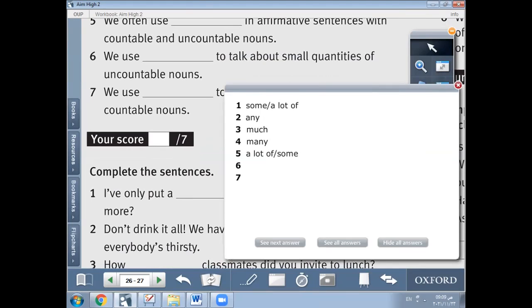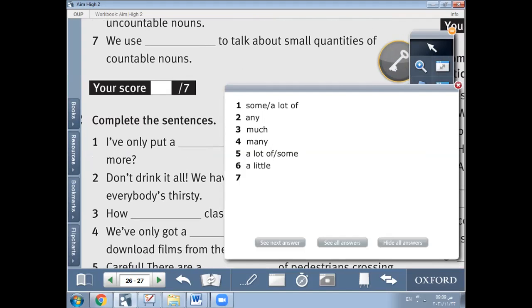Yalla, Ahmad. Read. Quantities of uncountable nouns. Small quantities but uncountable, a little. We don't use a few. Muhammad, yeah, we use what? To talk about smaller quantities of countable nouns, Muhammad. A few. Yalla, check your answers quickly.